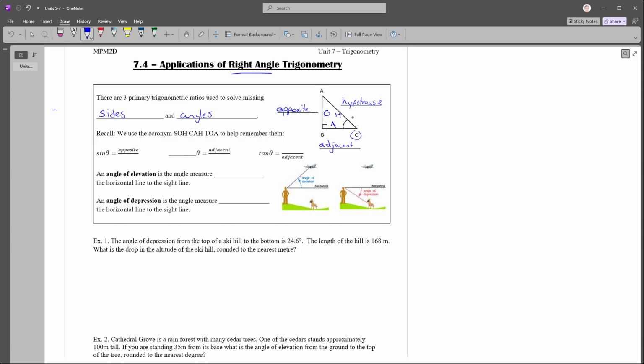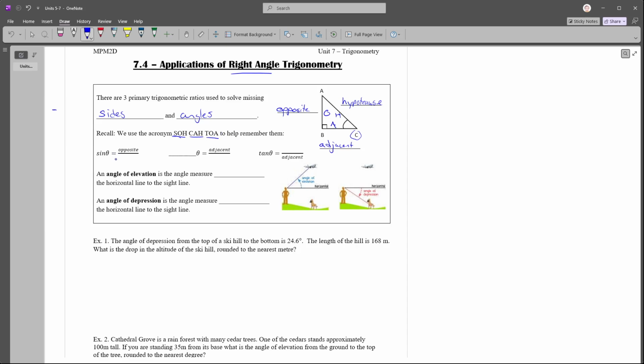From here, given our reference angle, and depending on what data we have, we're either going to use sine, cosine, or tangent. And we know which one to use based on the data we have and our little acronym over here, SOHCAHTOA. So we're going to use sine when we are dealing with opposite and hypotenuse. We're going to use cos when we're dealing with adjacent and hypotenuse. And we're going to use tangent whenever we have opposite and adjacent.